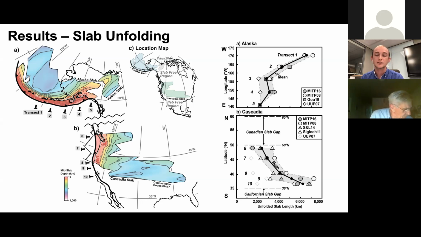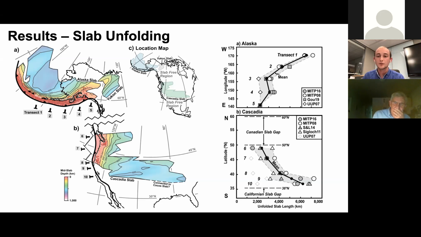Looking at the unfolding results broadly, what we can see is that the westernmost extreme for the Alaska slab and the southernmost extreme for the Cascadia slab are really the two areas where we can unfold the greatest amount of subducted oceanic lithosphere. And then the intermediate regions, as you go inwards towards British Columbia in either slab, show a systematic decrease in the amount of subducted slab that you unfold as you move inwards towards British Columbia.